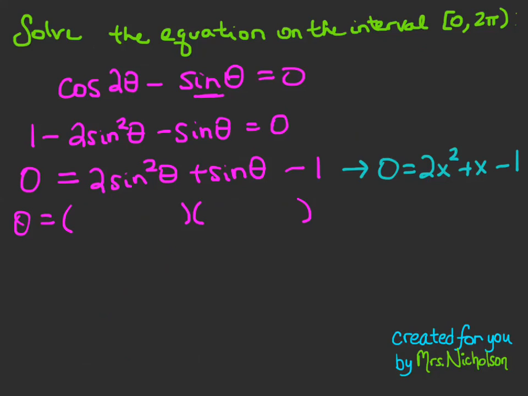So if I factor this, I'm looking at 2 sine squared theta first, and I'm thinking, what can I multiply together to get 2 sine squared theta? Well, my only choices are 2 sine theta and sine theta.